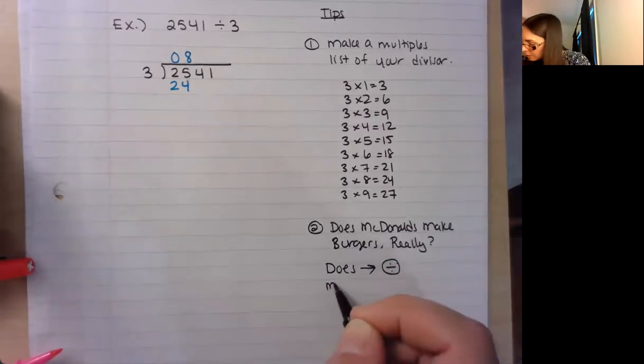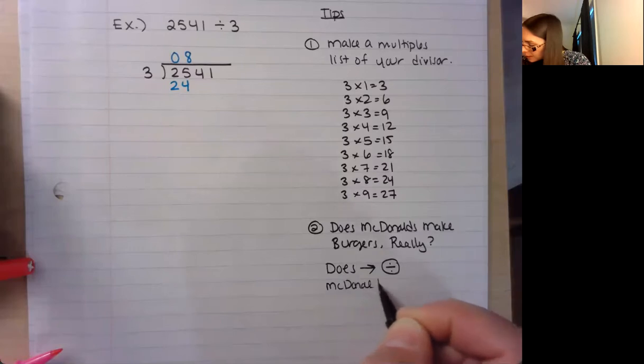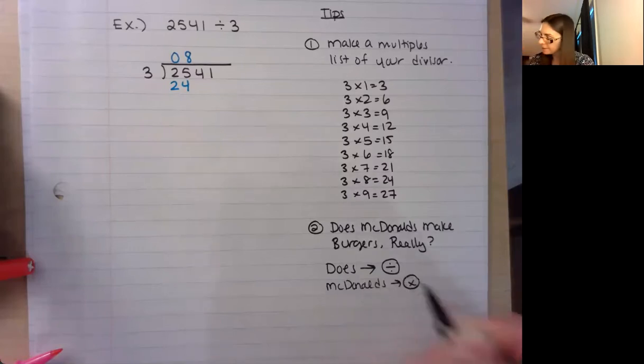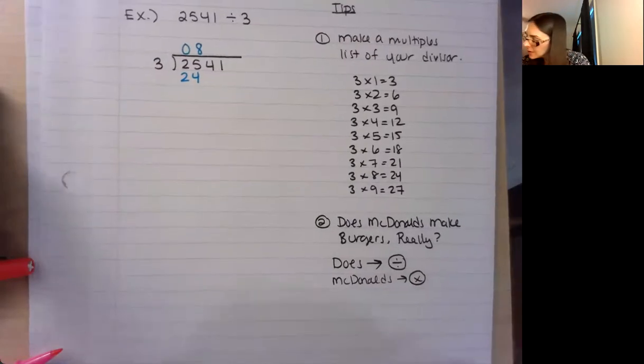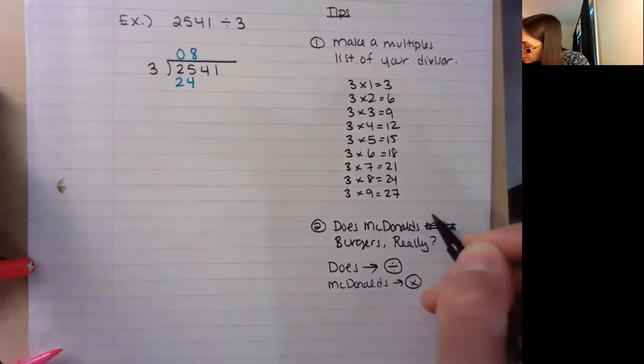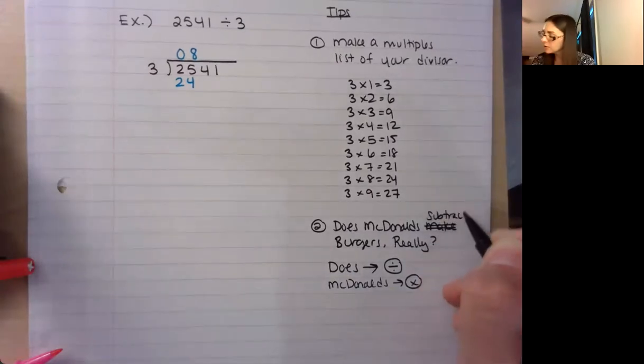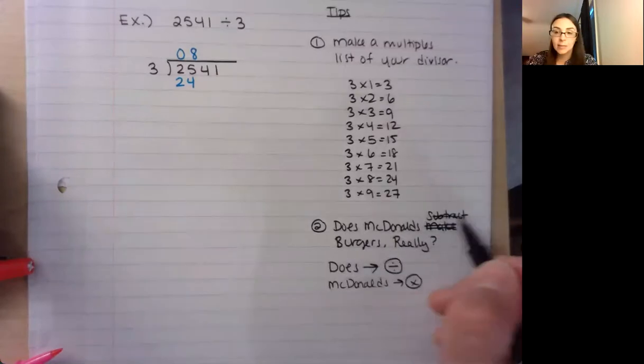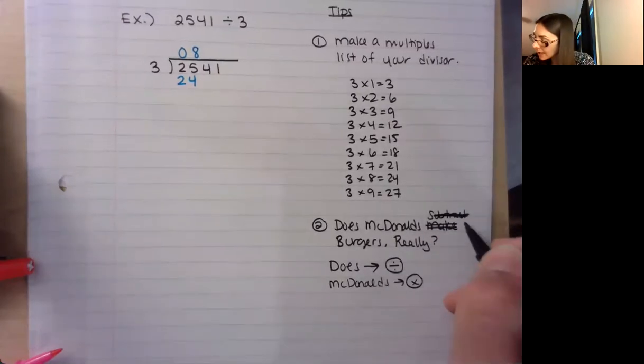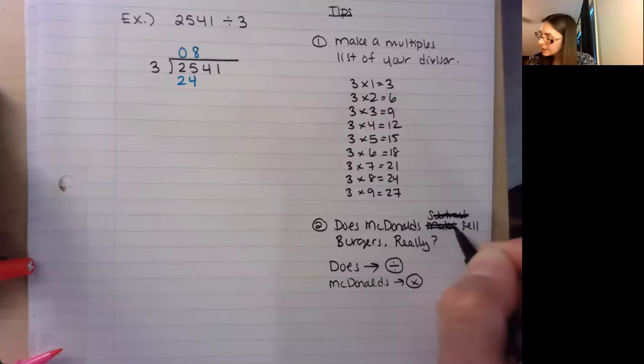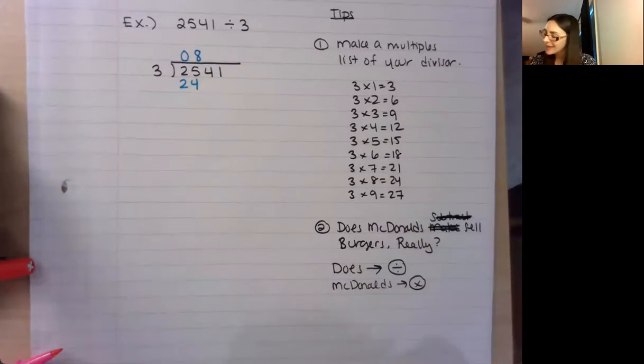McDonald's stands for multiply. Oh, sorry, this should say subtract. Sorry, guys. Wrote it too fast. Does McDonald's, oh my gosh. Doesn't say subtract. It should say sell, which means subtract. I apologize. I'm losing it. Does McDonald's sell burgers, really?